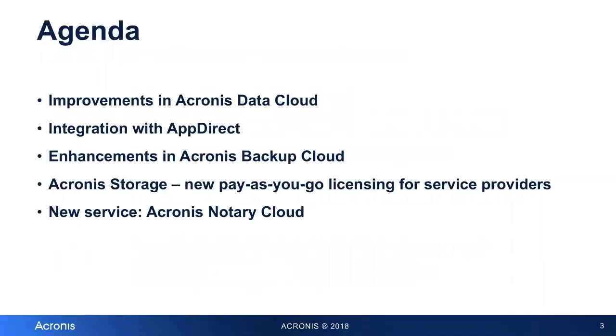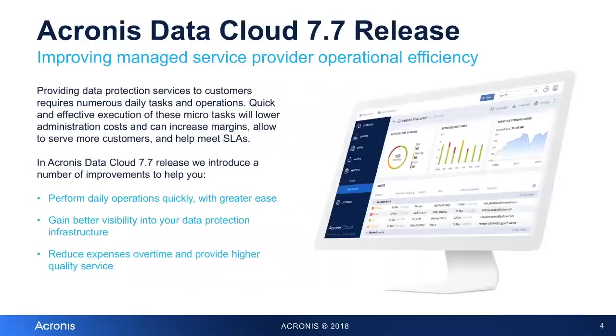We have our new integration with AppDirect. We have enhancements to the backup cloud. We have a new product for you called Acronis Storage with new pay-as-you-go licensing, and a completely new service called Acronis Notary Cloud. So some really awesome things to add. And as we noted, we just keep adding more and more features and services to this cloud system. So this is the Acronis Data Cloud 7.7 release.